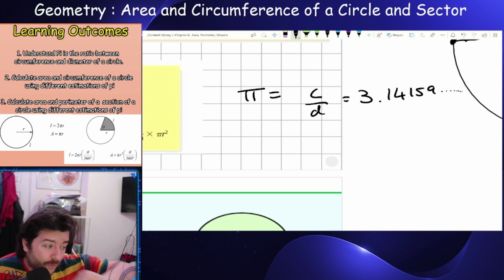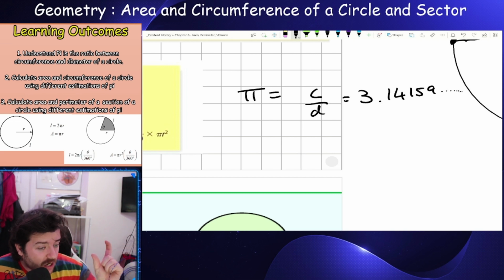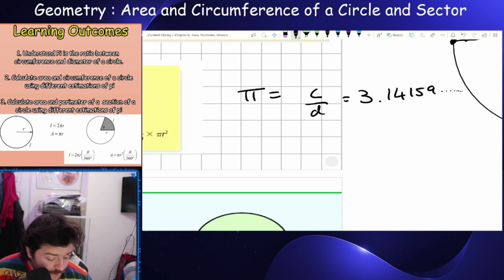It's the same for any circle. If you get any circle and see how many times you can fit the diameter around the circle, you're going to get 3 and a little bit, and that is going to be pi.